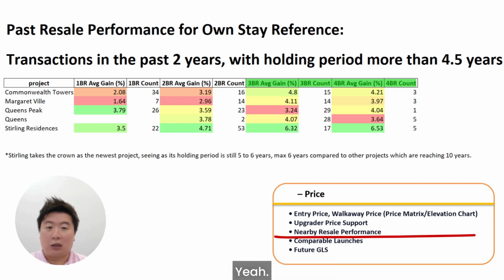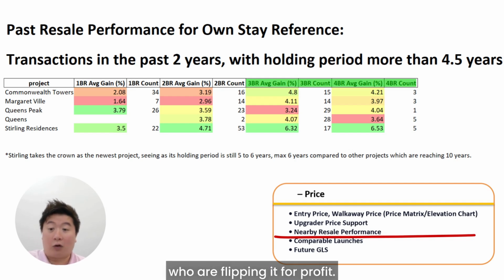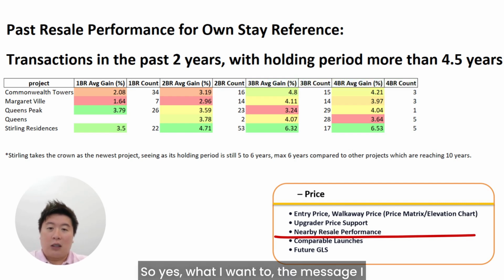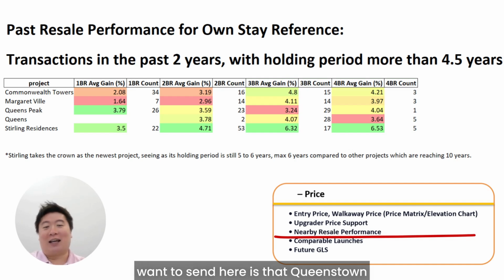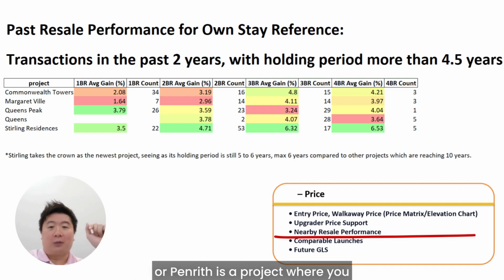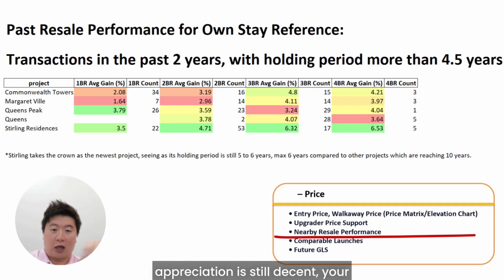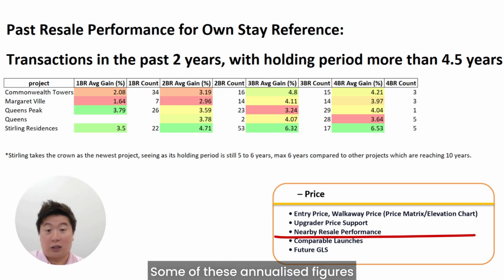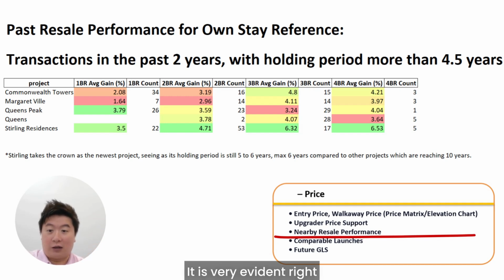11 years. Yeah, okay, let's take away the TOP period, everything. It's still an extra 7, 8 years, 7 years more than people who are flipping it for profit, right? So yes, the message I want to send here is that Queenstown or Penrith is a project where you can rest assured that if you stay here, your capital appreciation is still decent, your annualized gain is still decent. Some of these annualized figures are better than some of the capital appreciation in other places. It's very evident, right, from the figures.